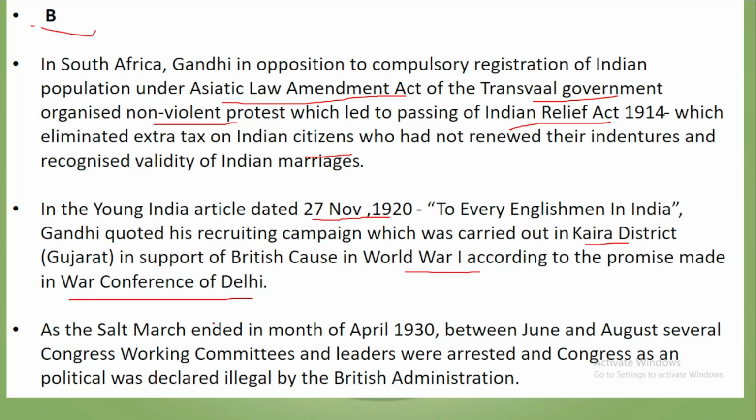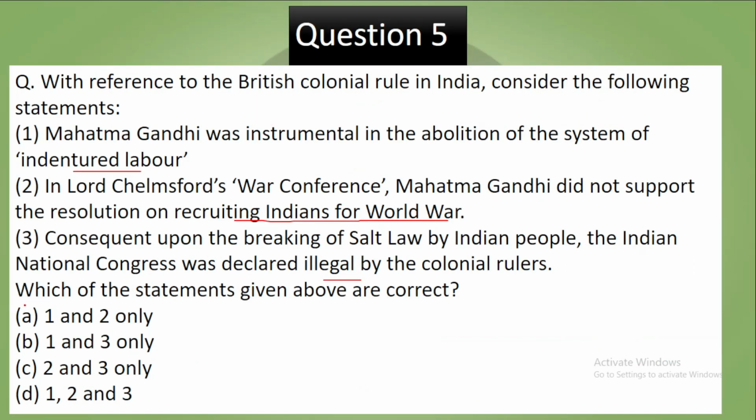As the Salt March ended in the month of April 1930, between June and August several Congress working committees and leaders were arrested, and Congress, as a political organization, was declared illegal by the British administration. So therefore your correct answer is B. He supported it. By elimination, you get your answer is B.